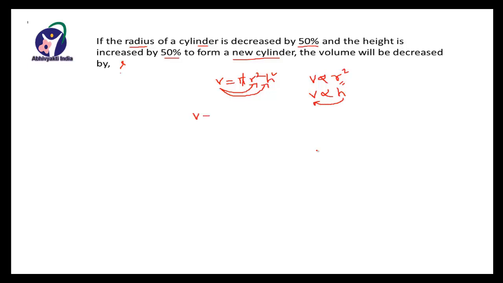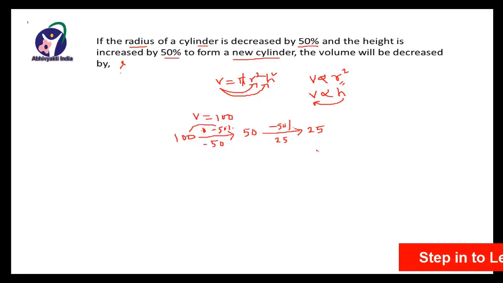So let the volume of the cylinder be 100 cubic units, and the radius is decreased by 50%. So 50% of 100 will be 50, so the volume will get reduced by 50. Again it is r square, so again it will get reduced by 50%. So it will be 25 and the resultant volume will be 25.